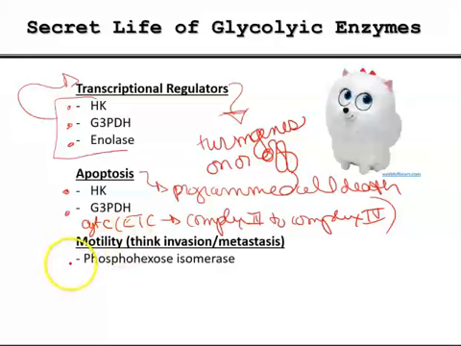And finally, we have phosphohexose isomerase, which is able to enhance motility of cells. And if you think about motility as a benefit to cancer cells, cells which are motile are going to be more able to invade into other tissues. And so that ability to invade is required for metastasis.